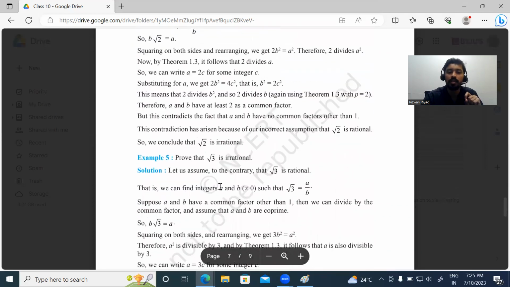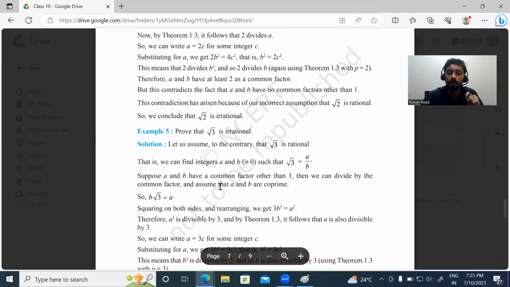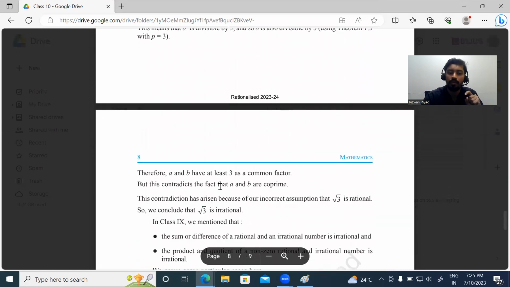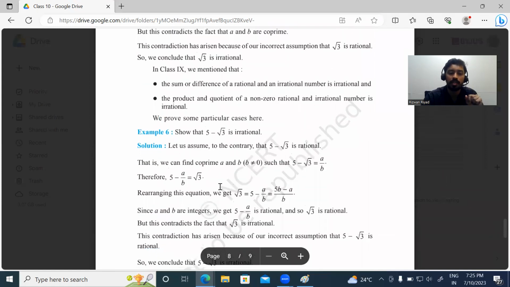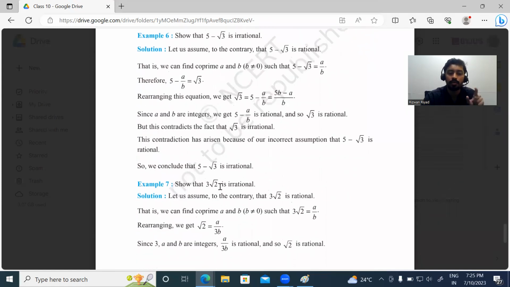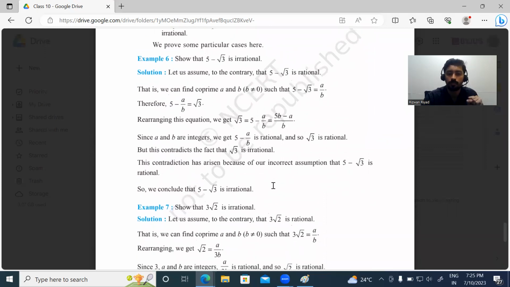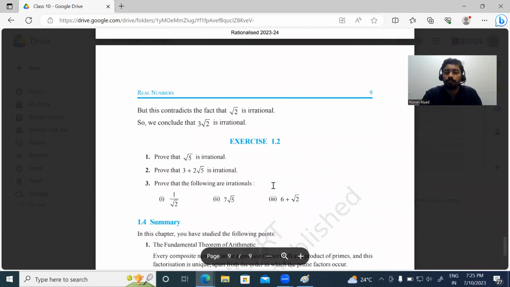After that you can see in example 5, prove that root 3 is irrational. For that also you can see the proof below. You can see the solution below. You can also find some similar questions like show that 5 minus root 3 is irrational, and 3 root 2 is irrational. For all these questions you can see the solution below that. You can read that. But here you can see exercise 1.2.